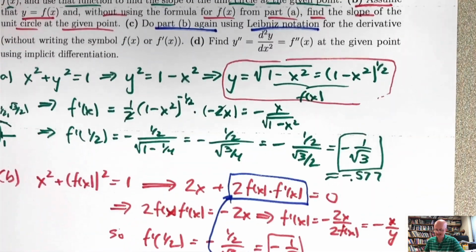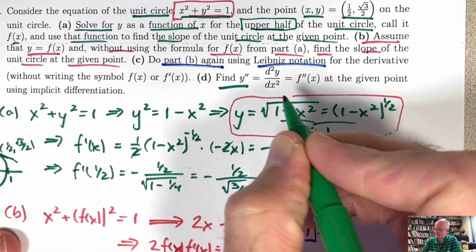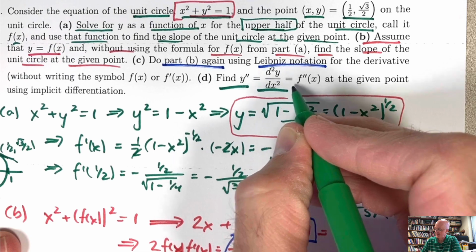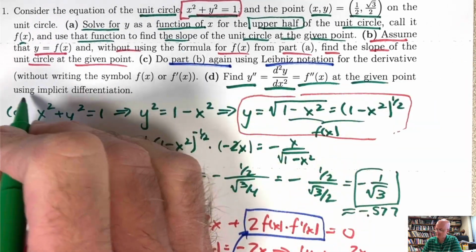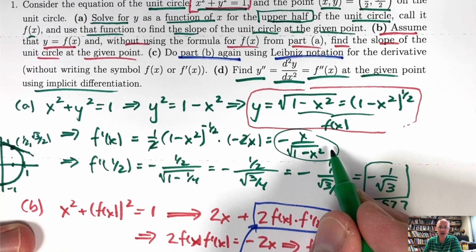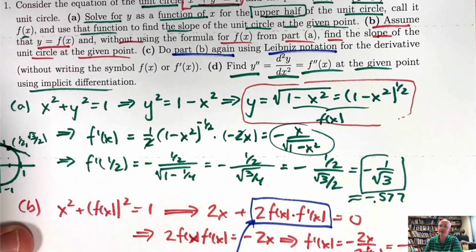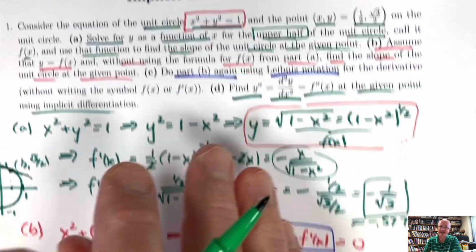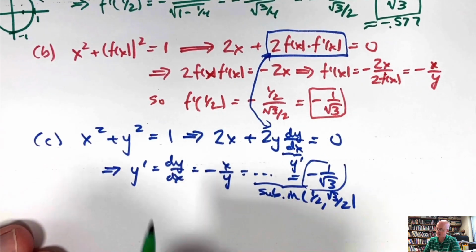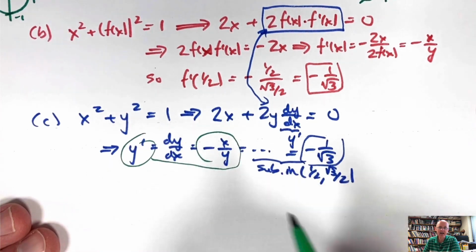Part D. For fun, we're going to find the second derivative, y double prime. In Leibniz notation, the second derivative of y with respect to x twice, f double prime of x, at the given point using implicit differentiation. Now I could also differentiate that with the quotient rule, low d high minus high d low over the square of what's below, and I would encourage you to do so and confirm that you get the same answer, but to save time and to emphasize that this video is about implicit differentiation, let's do it with implicit differentiation, and let's use part C's answer for y prime in terms of x and y.